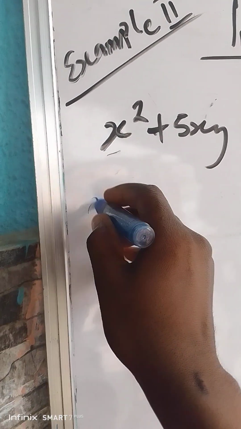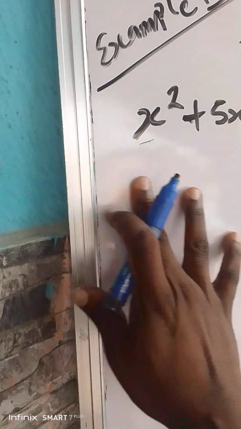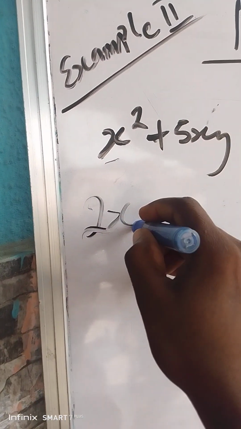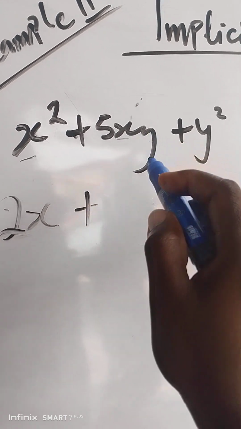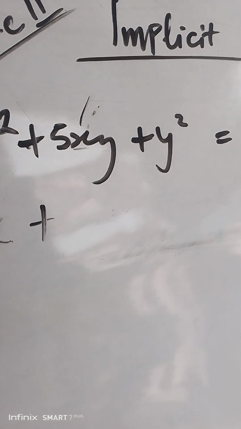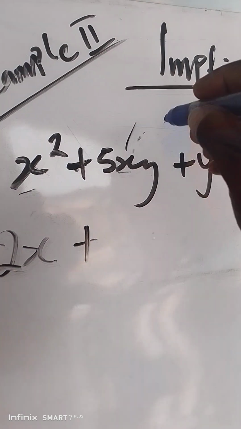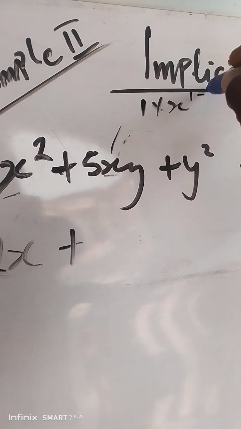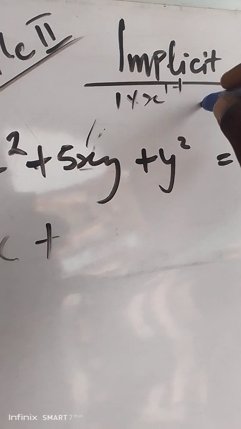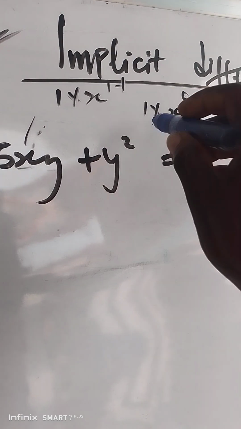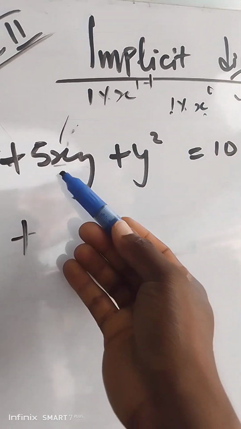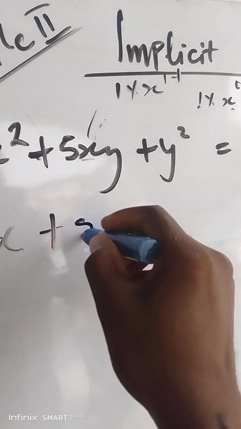If you differentiate this, you will have 2x raised to power 1, and then plus, there are two terms here, x and y. So let's differentiate x. When you differentiate x here, you will have 1 times x raised to power 1 minus 1. That will give you 1 times x raised to power 0. Remember, anything raised to power 0 is 1. So 1 times 1 gives you 1. So that 1 times this 5 gives you 5.